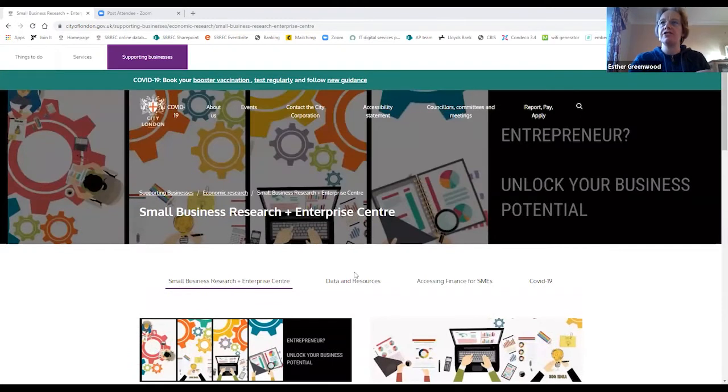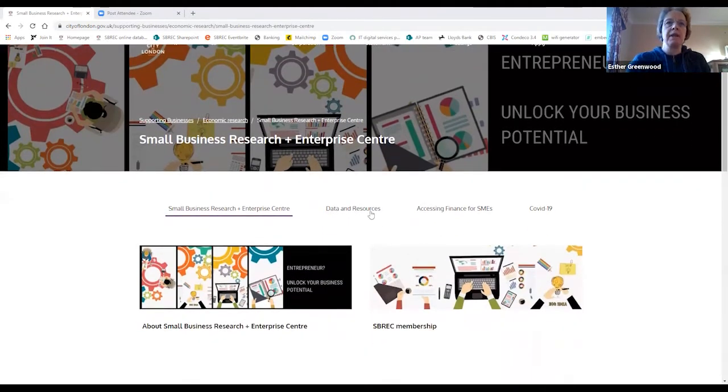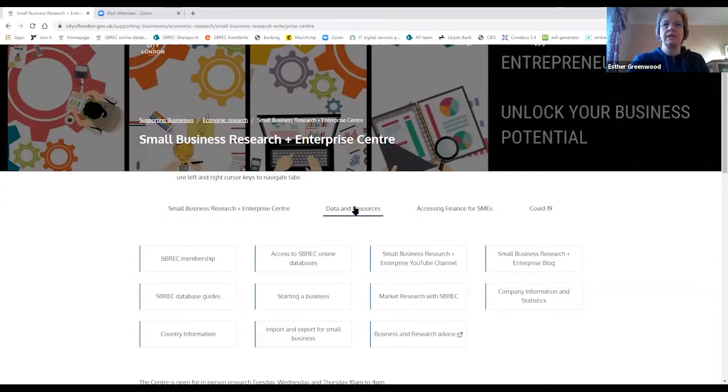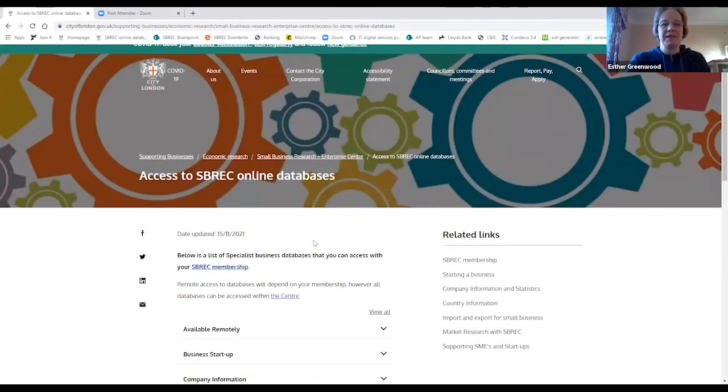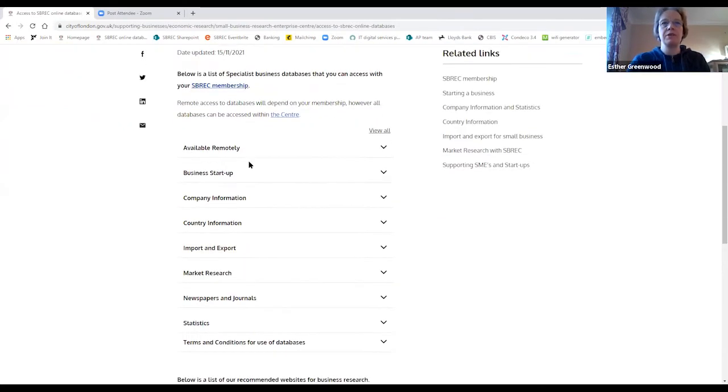So the database I'd like to show you today, which many of you are possibly familiar with, is called COBRA. Obviously, I'm using a computer to demonstrate this, but this website is also optimized for use on a mobile phone. It will appear slightly different, but all the headings are there and you'll be able to access things. If you click on Data and Resources, and then access to SBREC online databases, we get the list of all the databases that are available to you.